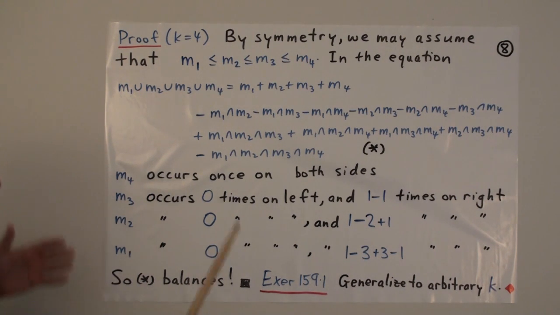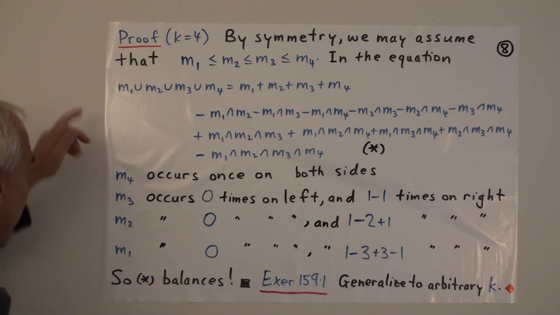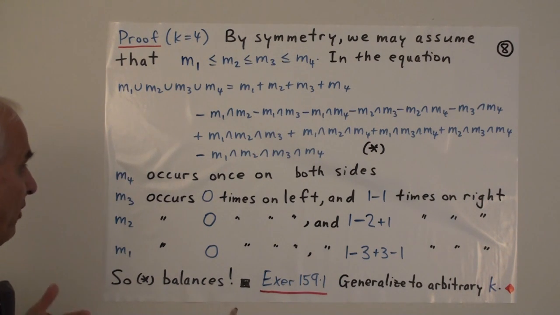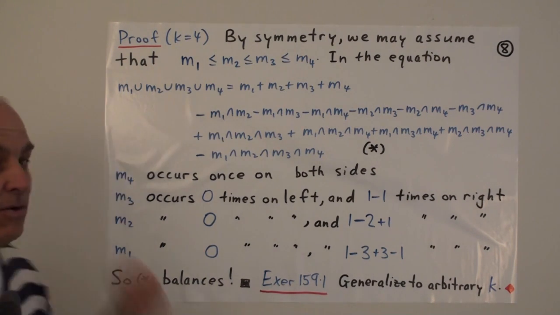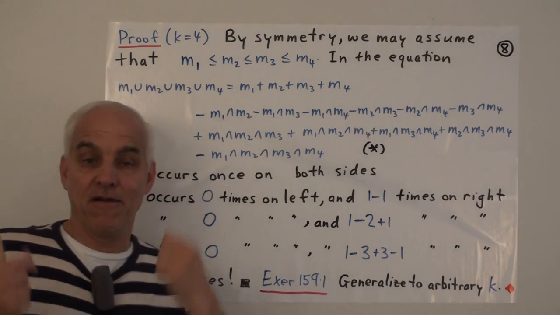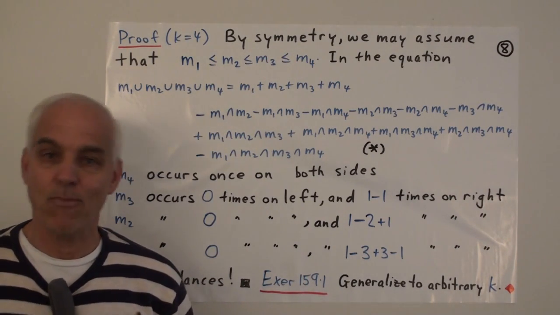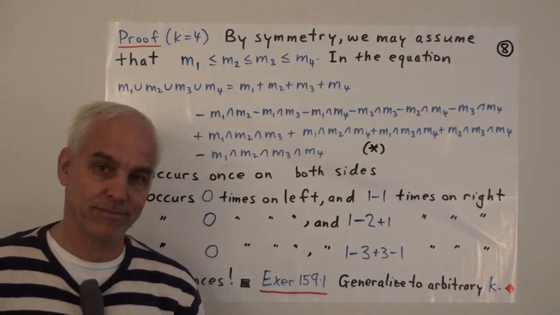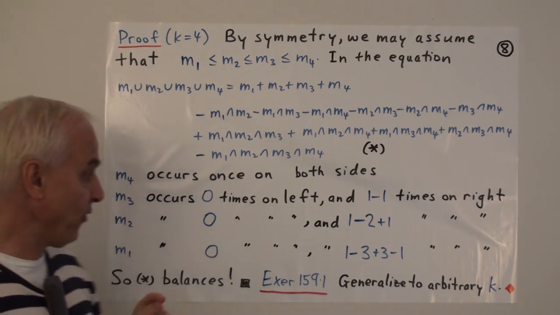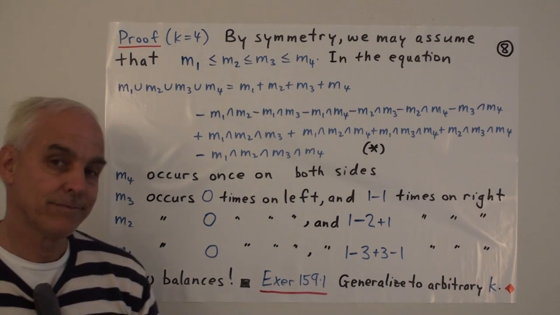So overall, we've kept track of each one of these terms, how many times each one of them will appear, and we've seen that there's a complete balance, and so the left-hand side actually does equal the right-hand side. This is an identity valid for all integers m1, m2, m3, m4, satisfying this relation. And that proves this identity for k equals 4.